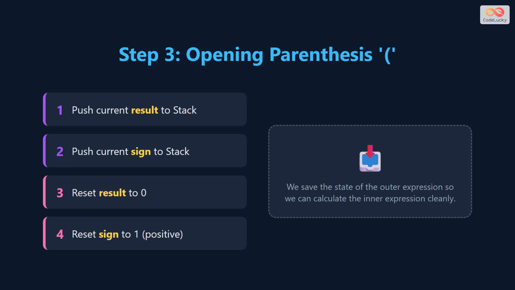When we see an opening parenthesis, it is time to save our state. We push the current result and the current sign onto the stack. Then, we reset the result to 0 and the sign to positive 1. This effectively gives us a fresh slate to calculate the value inside the parentheses.